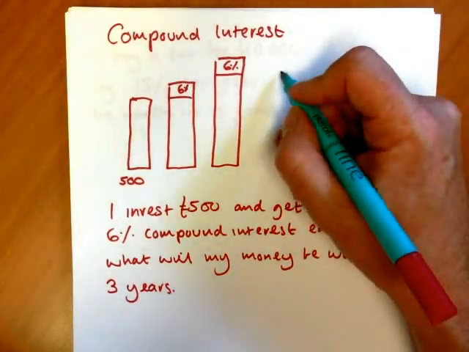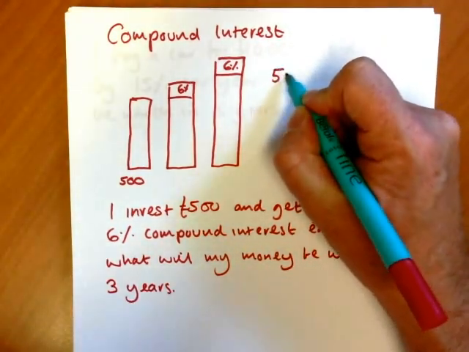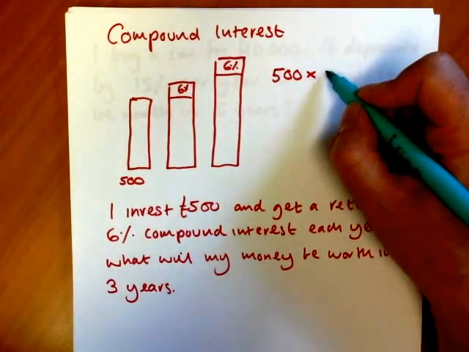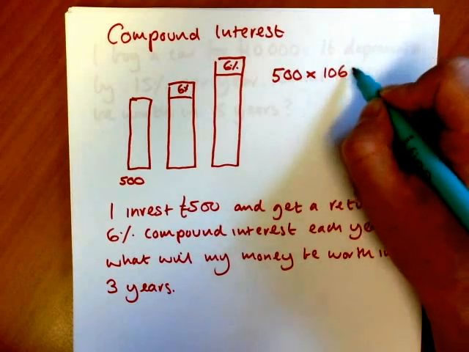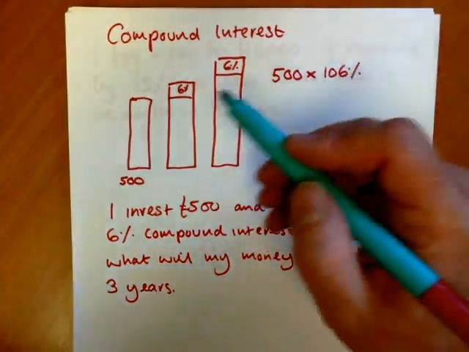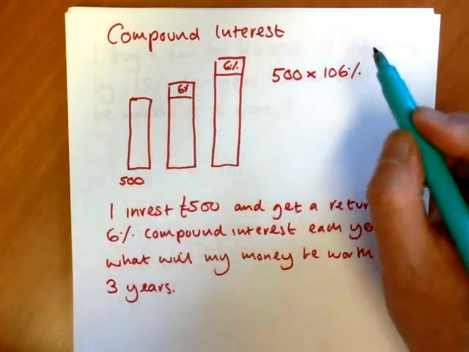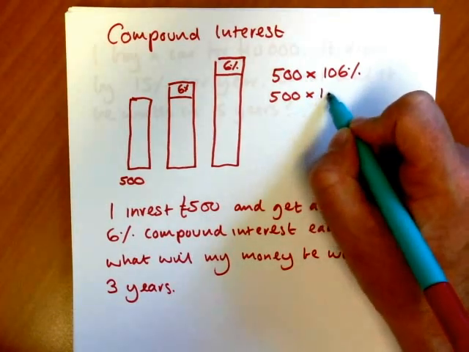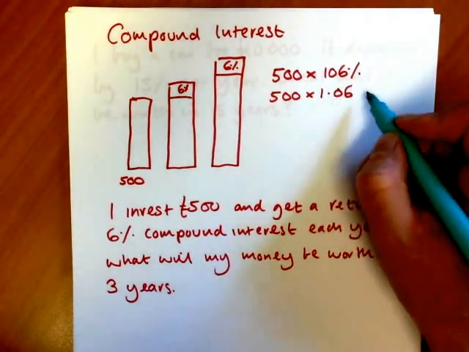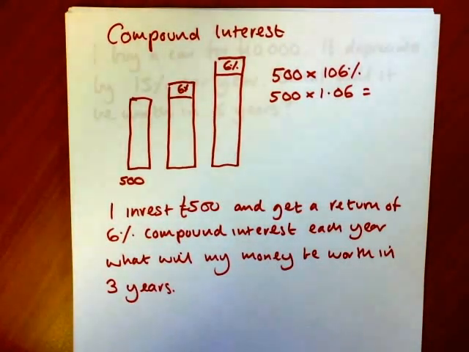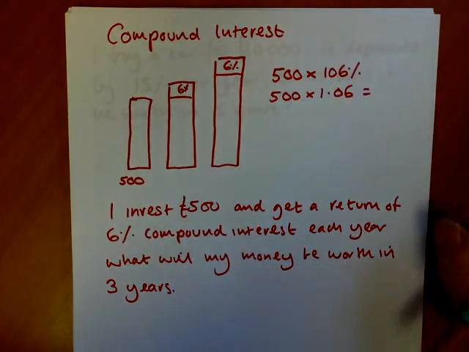So if I want to find out what my money's worth after 1 year, then I have to multiply by the decimal equivalent of 106%. Okay, so I want 106% of 500. I want 100 because that's what I have to start with, and I want to add on 6%. So 106% as a decimal is 1.06. So 500 times 1.06 will be the amount my money is worth after 1 year. So we'll quickly get the calculator and tap that through.